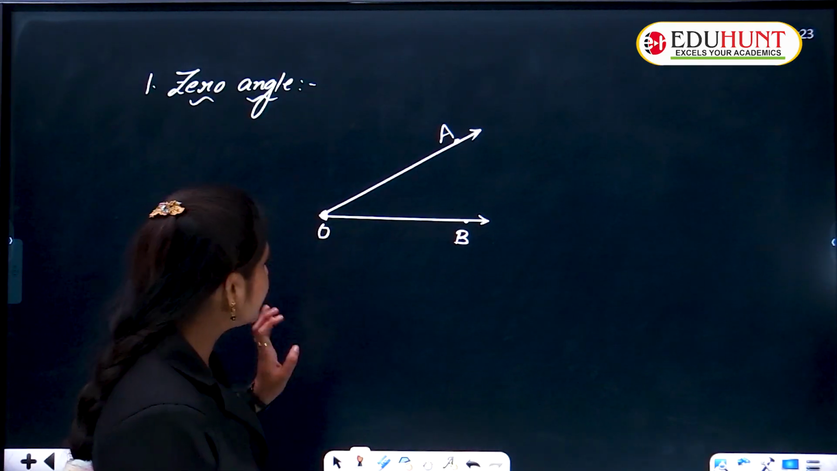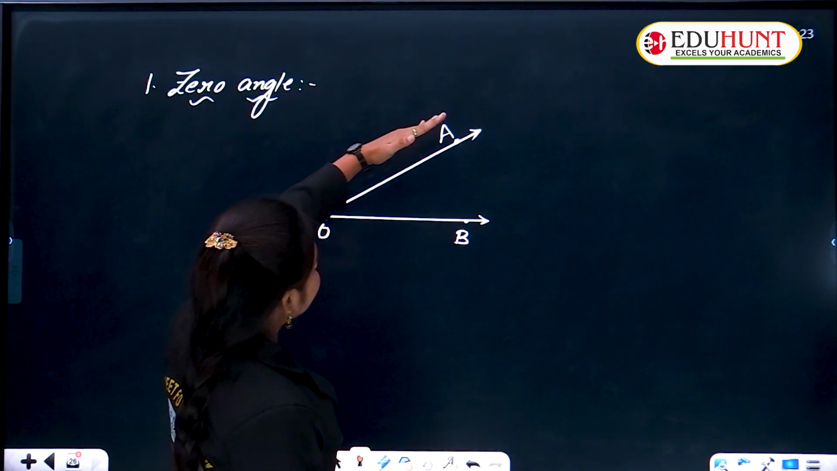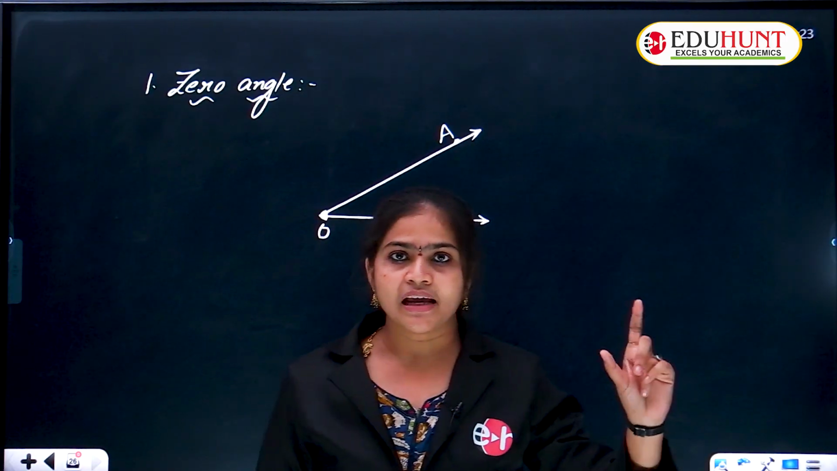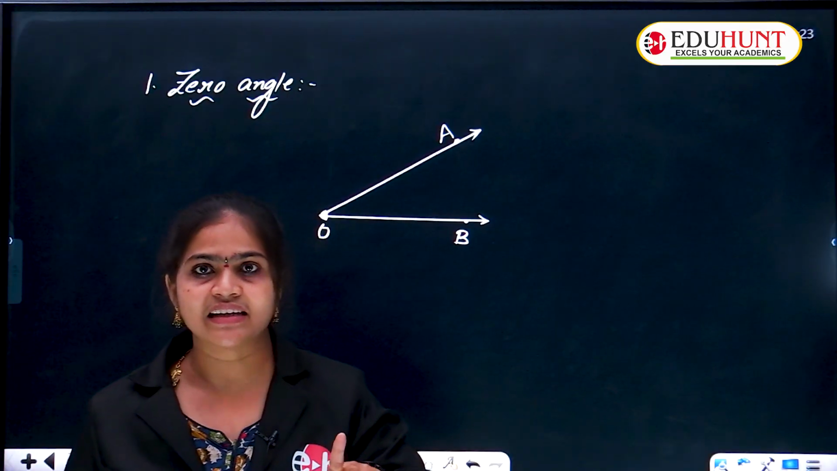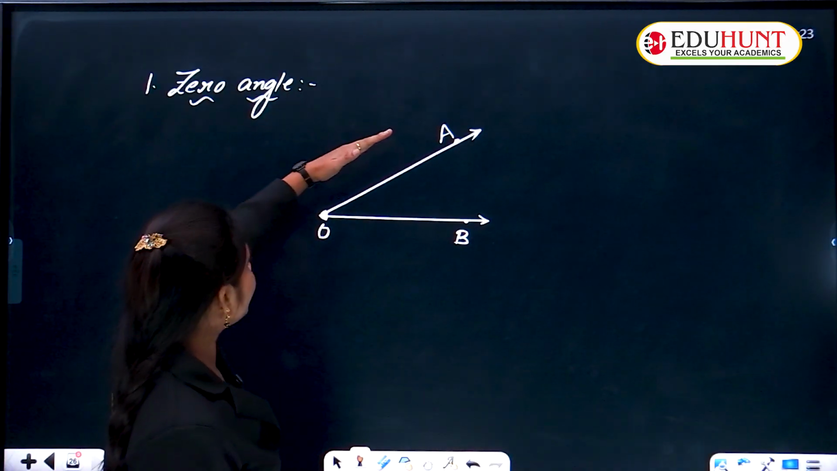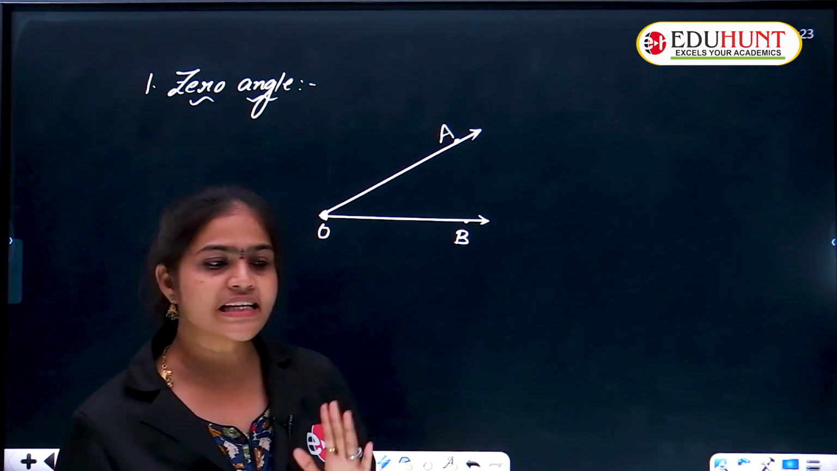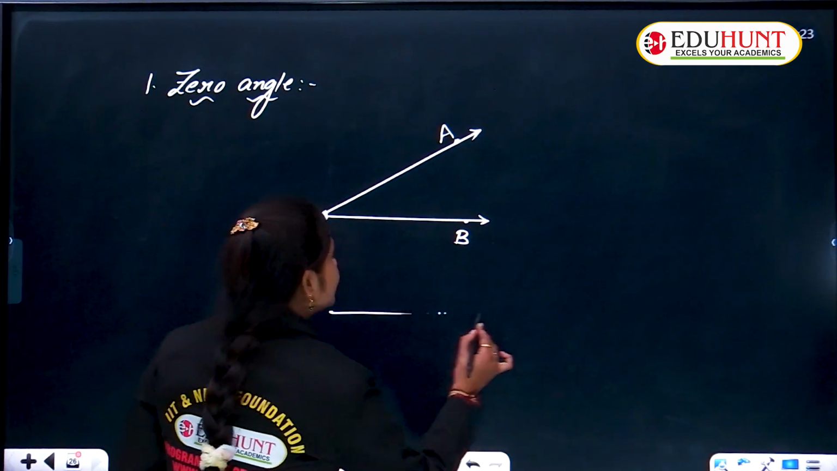Now see, if the terminal ray coincides with OB, what will happen? The terminal ray moves in the clockwise direction and coincides with the fixed ray. Then what will happen here? This is OB.